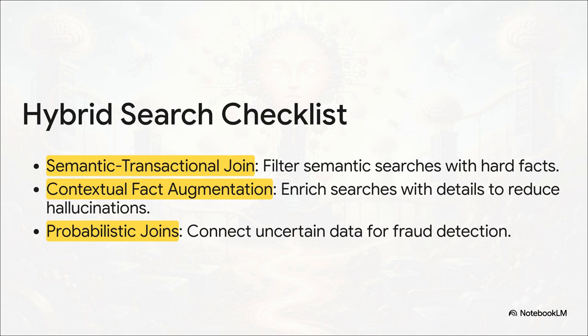First up is a semantic transactional join. This is where you filter a broad, concept-based search with hard facts. So imagine finding all support tickets that are semantically similar to a new one, but, and this is key, only for customers who have an active premium account. That's incredibly powerful. You can also enrich search results with more facts to stop the AI from hallucinating, or even use probabilistic joins to connect data when you're not 100% sure, which is vital for stuff like fraud detection.